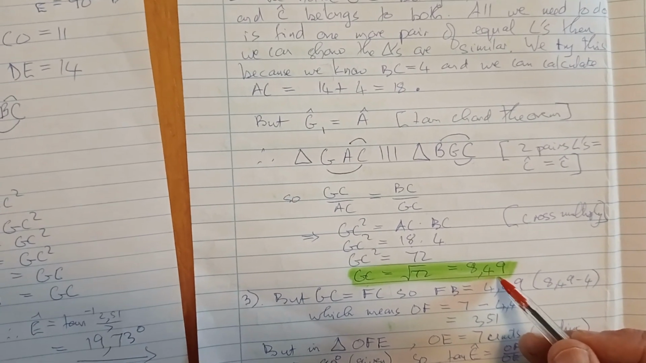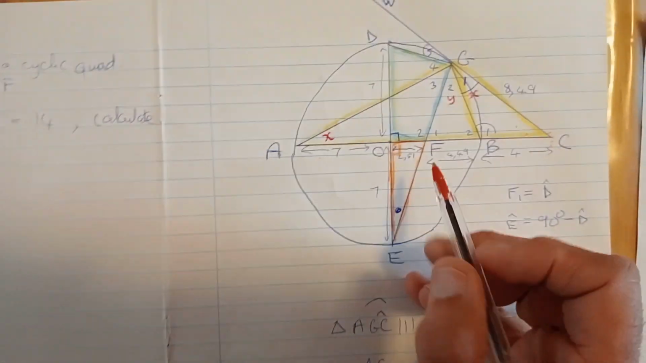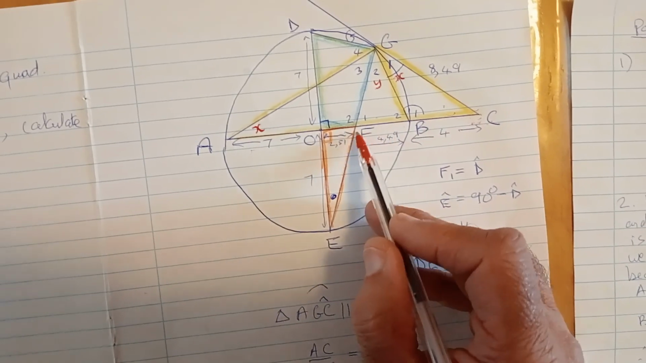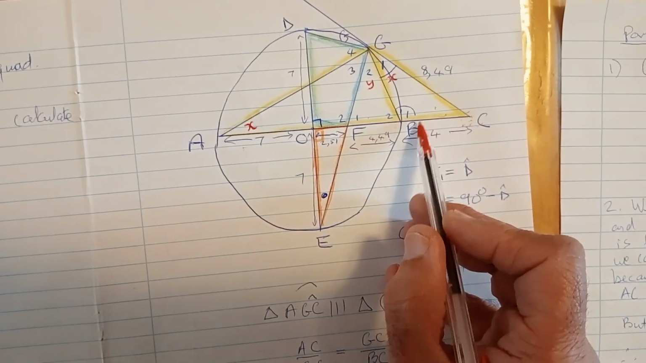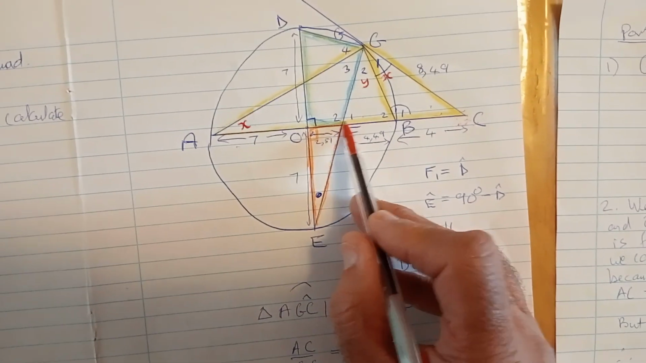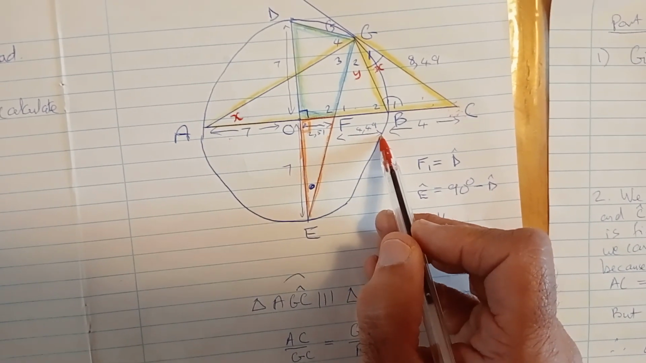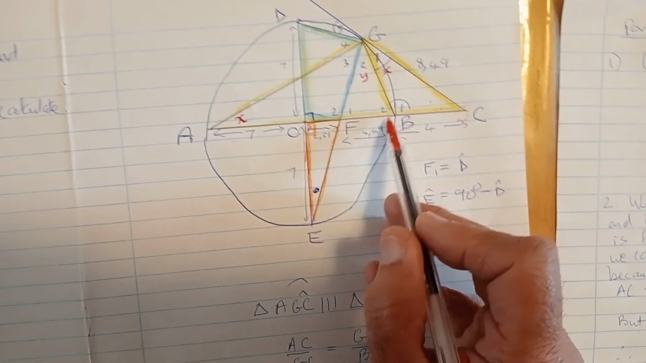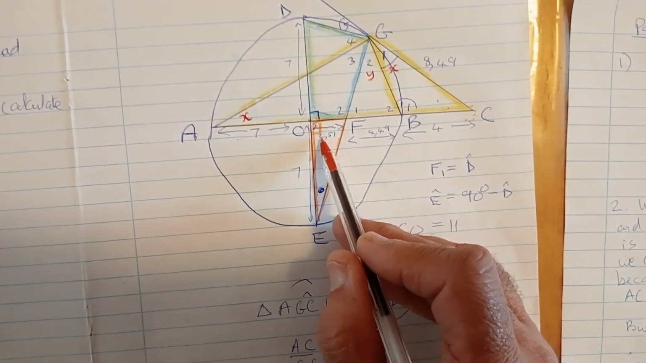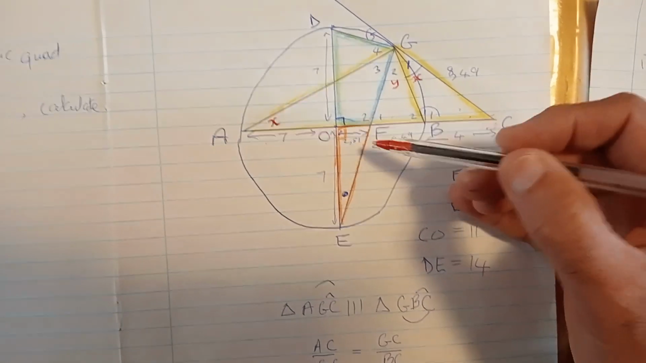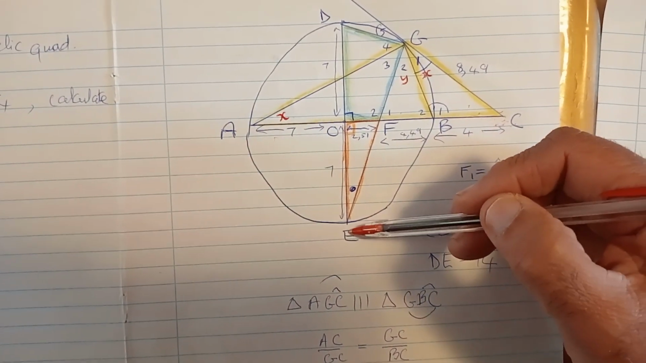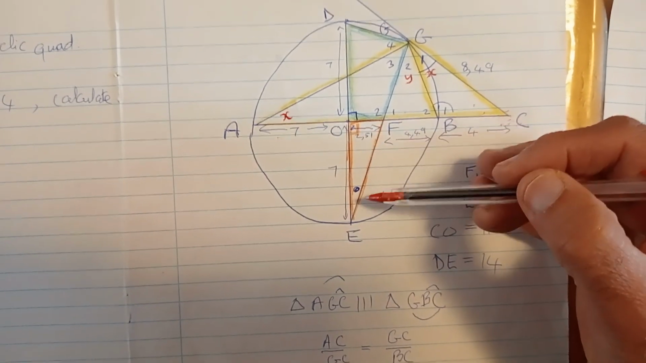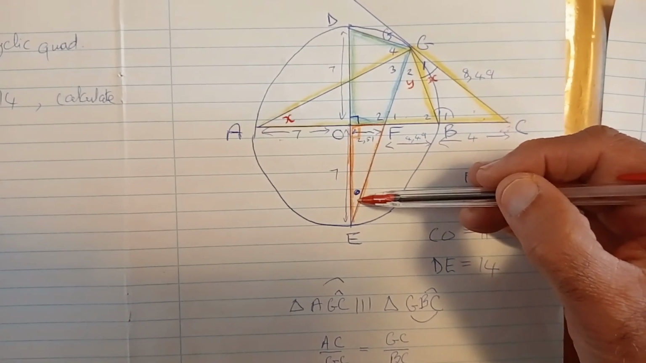So now that we've got GC, look carefully, that equals 8,49, which means FC is 8,49 minus 4, which gives us FB, which will be 4,49. And if OB is a radius, that's 7 minus 4,49 gives us 2,51. And we notice that OE is a radius as well. That angle must be 90 degrees. And therefore, we can find angle E, which is the last question.